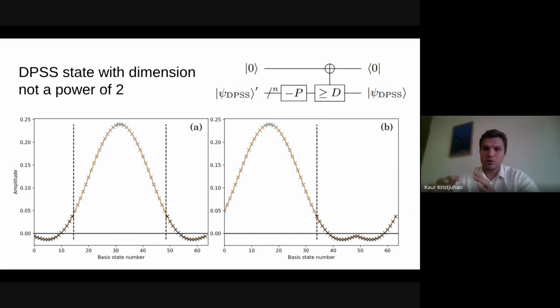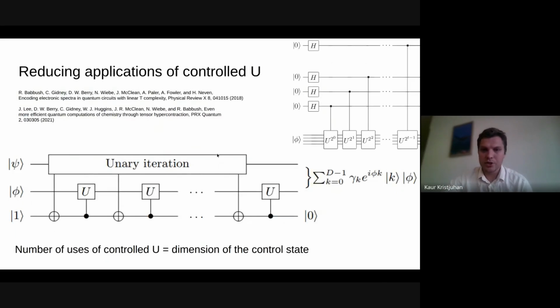So now we have a way to prepare a DPSS state which is not a dimension of 2. Then using that state, we can apply the unitary iteration that I showed earlier, so that we can apply U exactly as many times as is the dimension of the state. And the result is you do quantum phase estimation with fewer applications of this U operator.